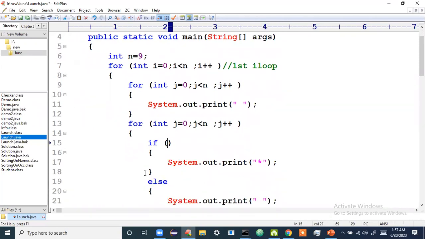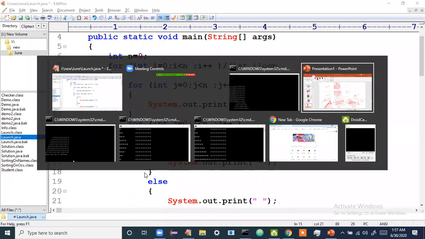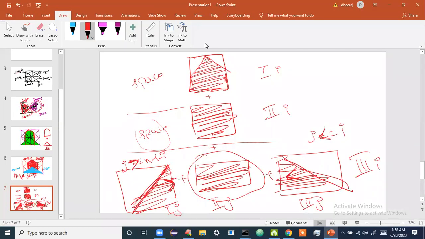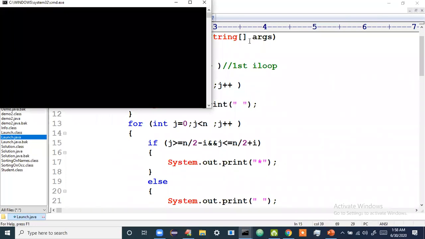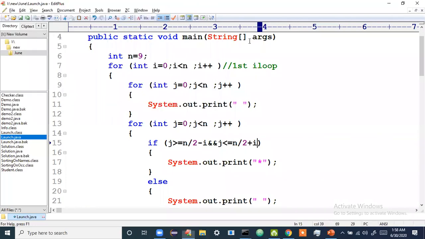What's the condition here? Now you have to look here. Don't think of this as a house pattern. So the line equations for this are j is equal to n by 2 minus i, and j is equal to n by 2 plus i. These two are the line equations. Between those lines I have to print, so j is greater than n by 2 minus i, and j is less than n by 2 plus i. Okay, so I have to say j is greater than or equal to n by 2 minus i and j is less than or equal to n by 2 plus i. Let's see.